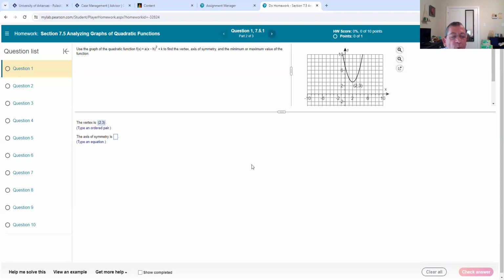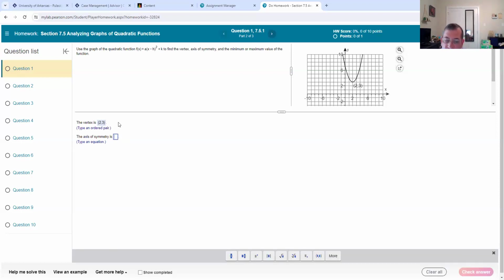it's going to ask us, well, what's the axis of symmetry? Now remember, we know for sure that the axis of symmetry has to be like an equation. So you got to put x equals, x equals. And then what did we say the axis of symmetry was equal to?